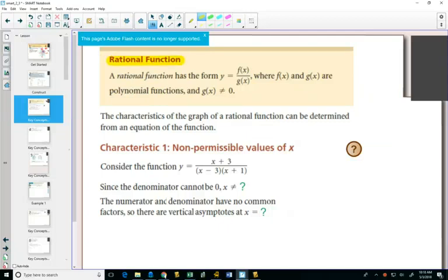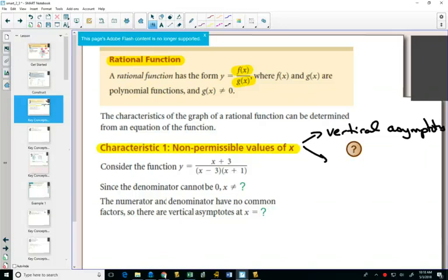First definition, what is a rational function? It's when you have a function with x in your numerator and denominator. And characteristic number one, non-permissible values. And we know that non-permissible values will either be vertical asymptotes or holes, also known as points of discontinuity.